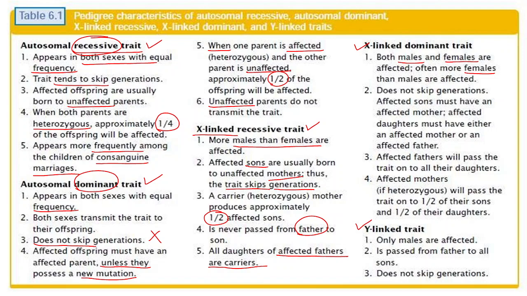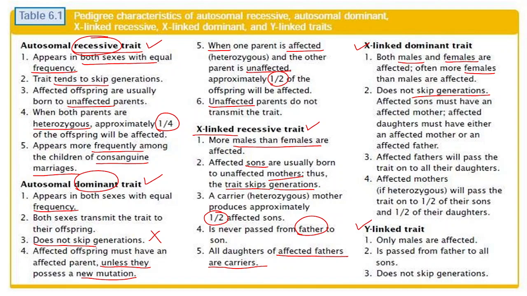And it does not skip generation again. It does not skip the generation, because in case of heterozygous condition also it will show the affected condition, right? That is why it does not skip the generation. Next point, affected sons must have an affected mother, and affected daughters must have either affected mother or affected father, because both mother and father can give what? The X chromosome to their daughter.